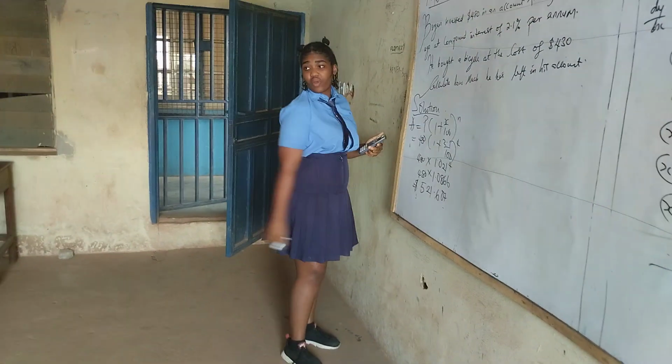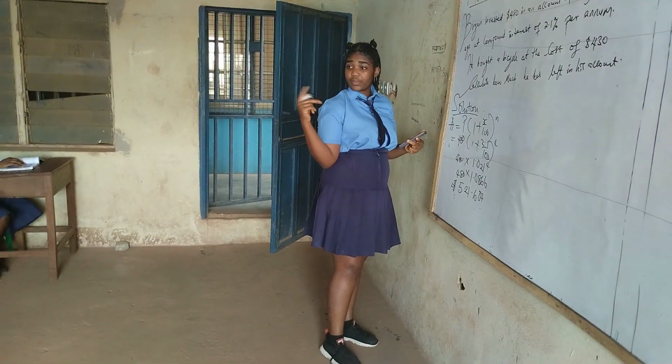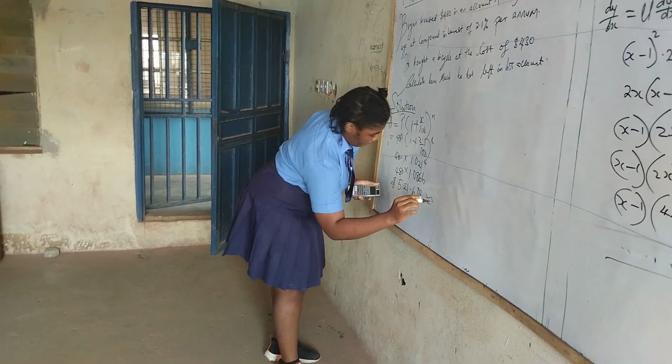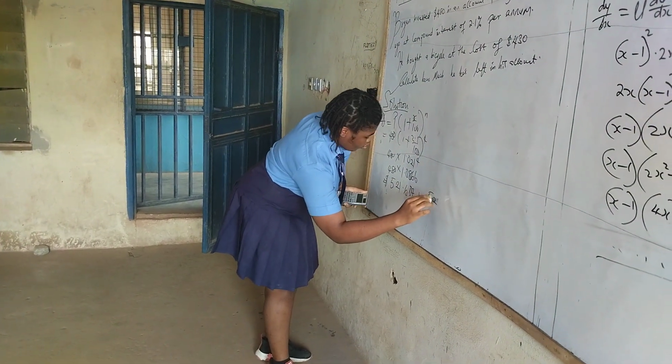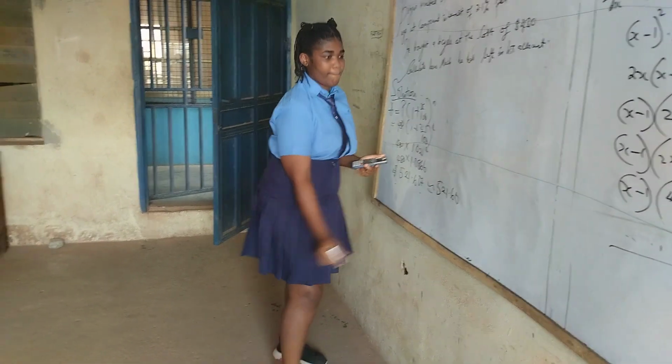But because this is money, it's meant to be in two decimal places. So it will become 521.60.